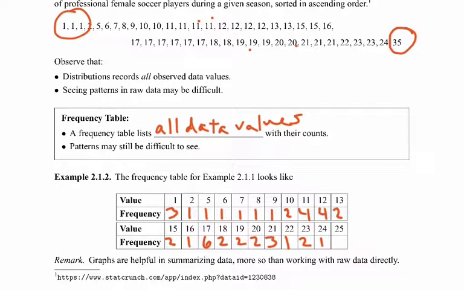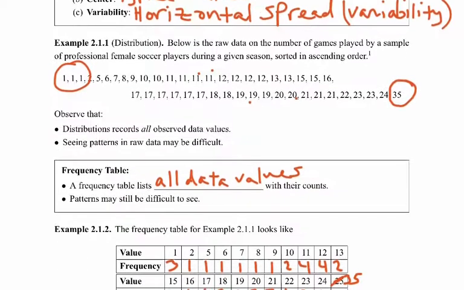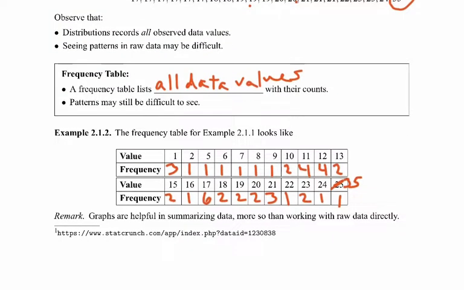The table says 25. I think this should actually say 35. So make that correction in your notes, but we had 1 player that played 35. So the number of frequencies, if we take the frequencies, that should add up to the total number of soccer players that we have. And we're going to trust that it does right now.